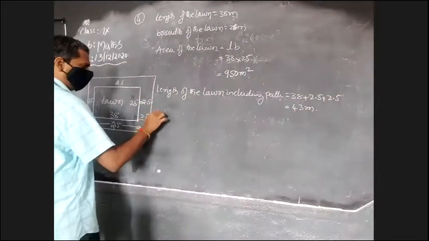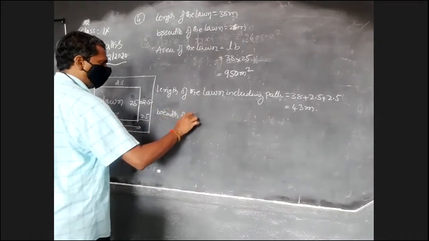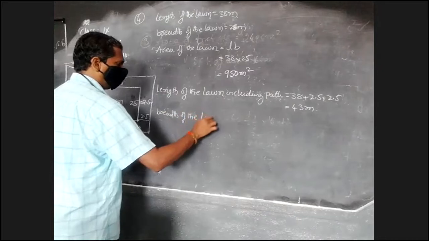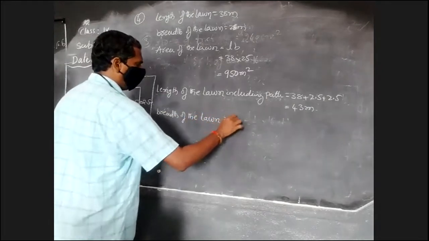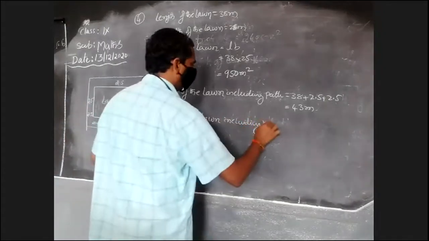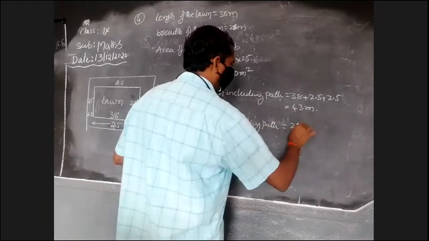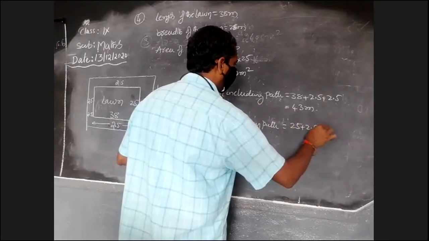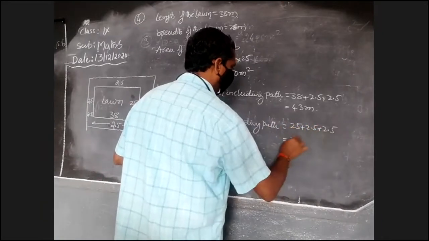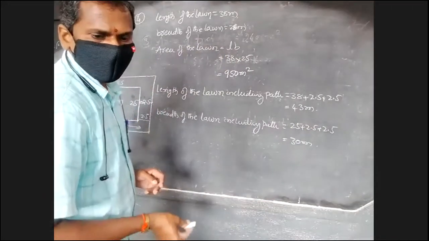Next, same also. Breadth of the lawn, including path. So that is 25 plus 2.5 plus 2.5 meters. That is 30 meters.